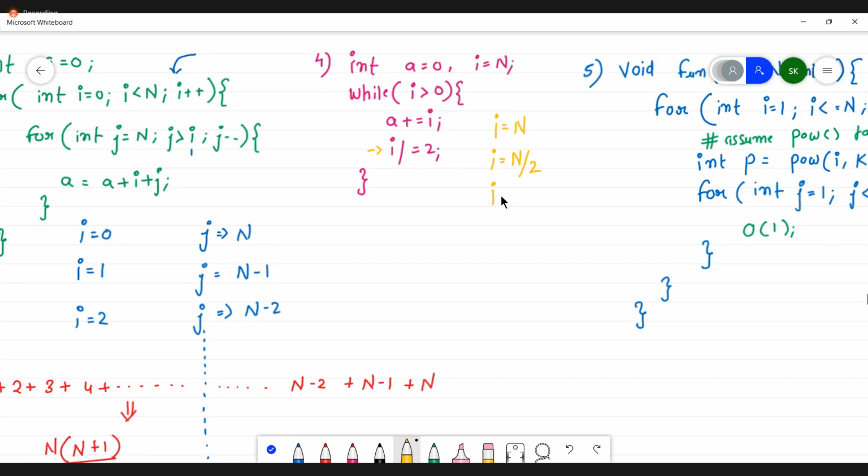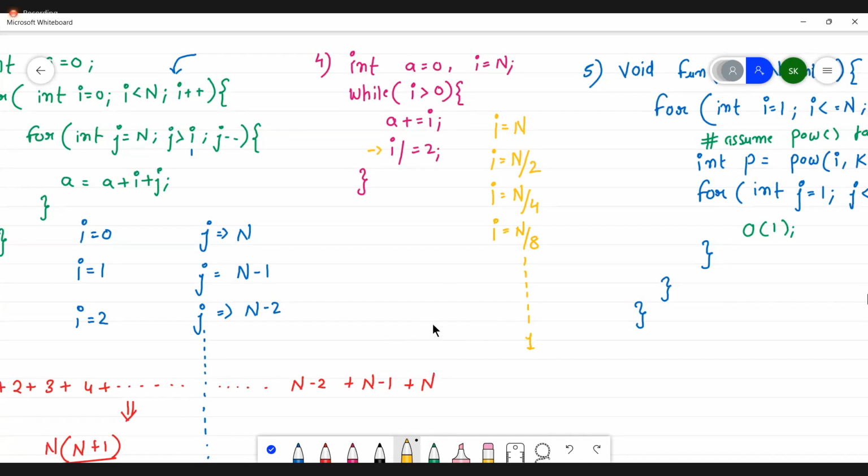In the coming step, it is going to become n by 4. Yes or no? Then in the next step, it is going to be n by 8. Slowly, since you can see it is getting divided, there will be a point when this division will reach 1. That is, the i value will reach 1. Yes or no? Yes.